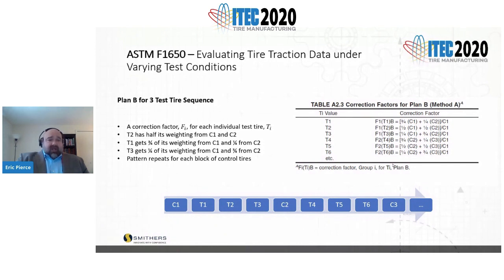It gets half of its weighting from the first control, half from the second control, whereas T1 gets 3/4 of its weighting from the first control and only 1/4 from the second. So the converse for the third test tire. This pattern just repeats itself for each block of control tires. A little quick to go through it, but the standard has some good tables that make this pretty easy to follow.